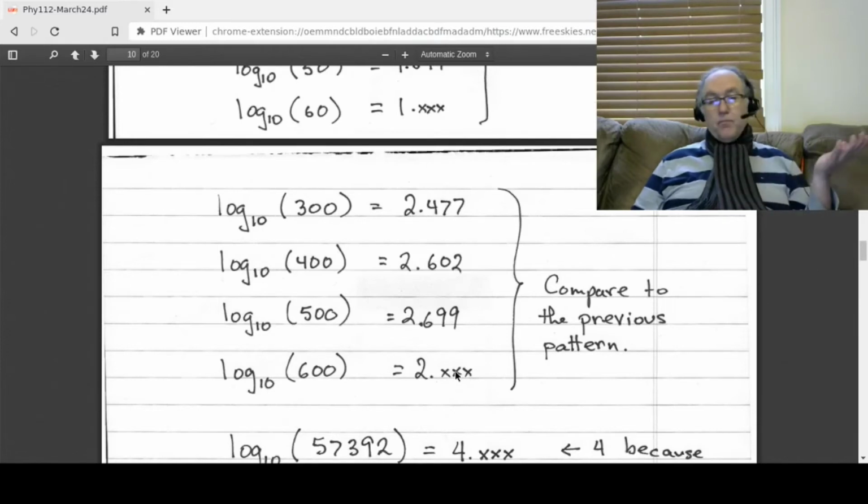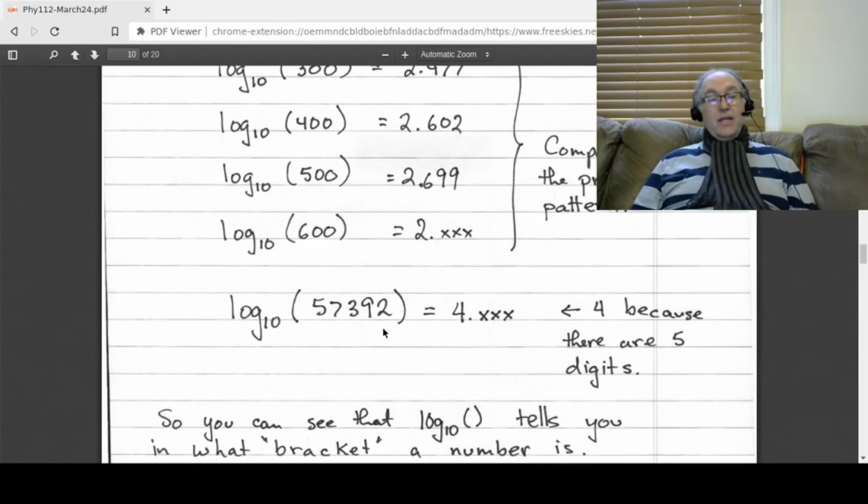The reason I put XXX there is just to say I don't really care what the decibels are. I really wanted you to just concentrate on that too. And again, the fact that log of the number is equal to 2 tells you that there are 2 plus 1, in other words, 3 digits in the number. So I can give you any number you like.